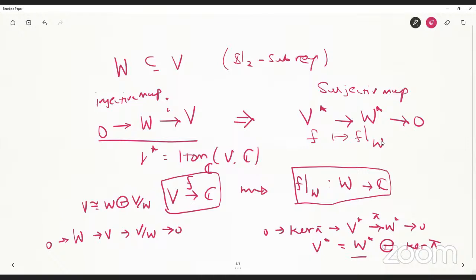Through that, V is irreducible if and only if V star is irreducible. So V star star will be isomorphic to V naturally. That is from linear algebra, and that natural isomorphism is actually an SL2 isomorphism. So now using that, you can easily say V of M star is V of M.